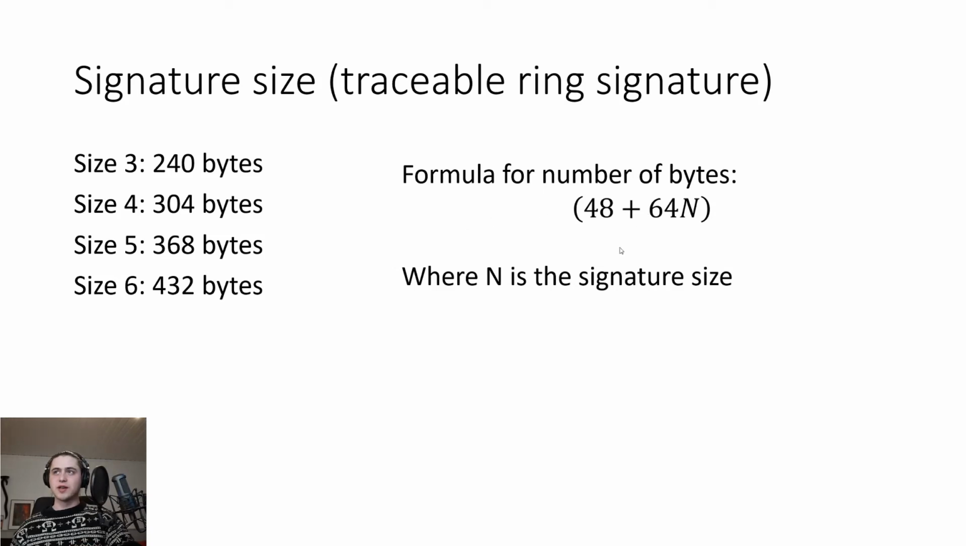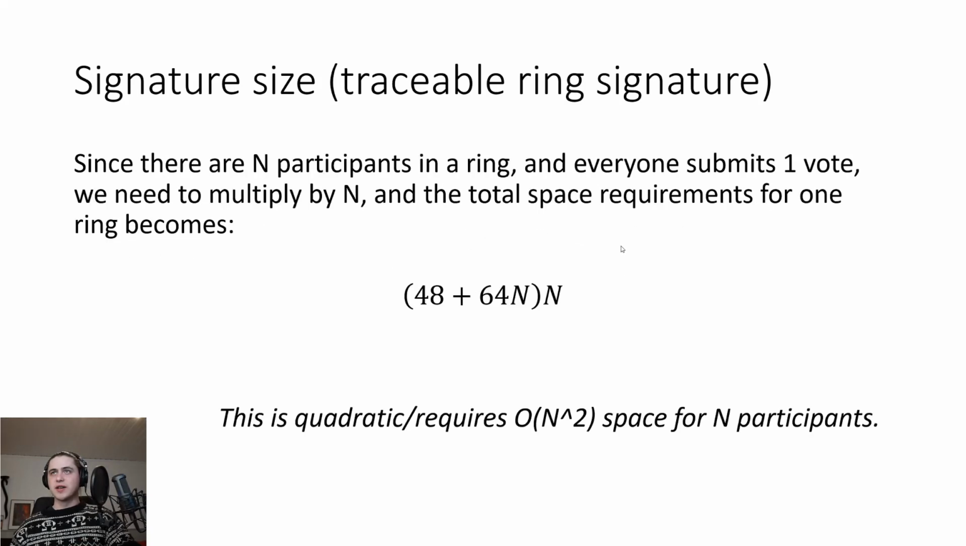This is the size of a single signature. But since the ring has n participants, and every one of them is supposed to vote, that means we have to multiply this by n to get the size of all of the signatures if we want to store all of them, not just one of them, but combined. And you can see that this is a quadratic formula because you have n times n. So that means this might not scale super well. If a ring becomes huge, then we might have an issue.